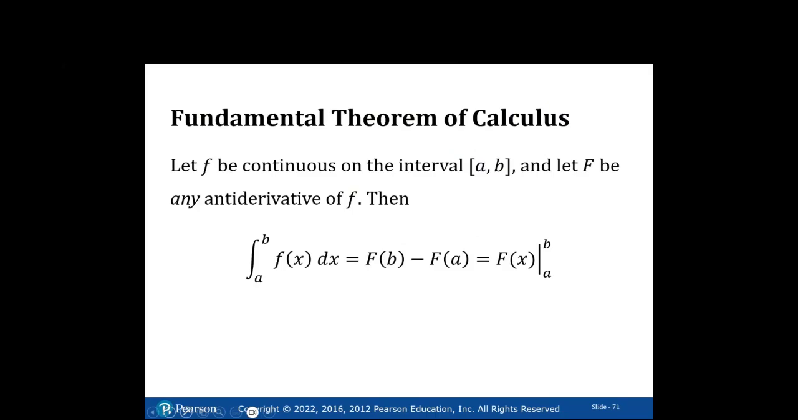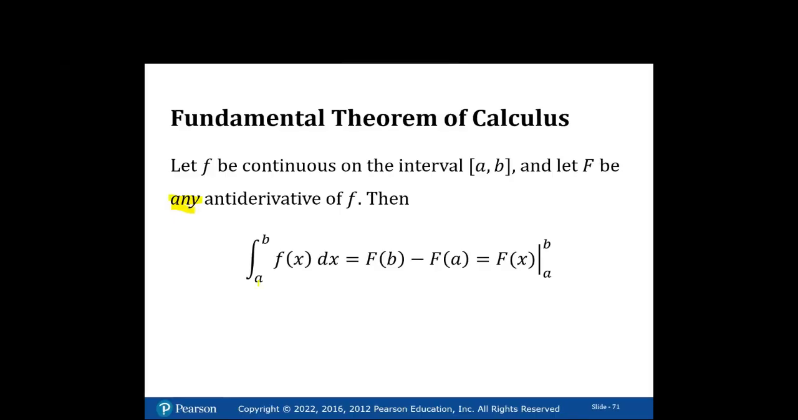If f is a continuous function on the interval a to b, then we let big F be any antiderivative. Now, that's because when I subtract these two values out, whatever my constant change was, that's going to cancel out as well. So I don't need to worry about the plus c's.